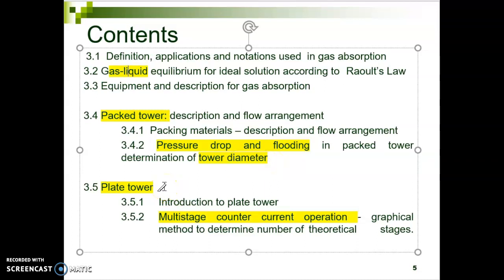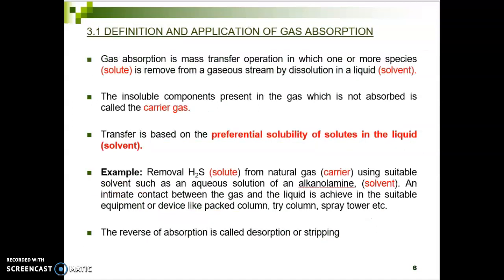Okay, for your plate tower, you need to understand the theory of the plate tower, and then you need to calculate their stages for your plate tower. Okay, so we proceed with the theory of gas absorption.